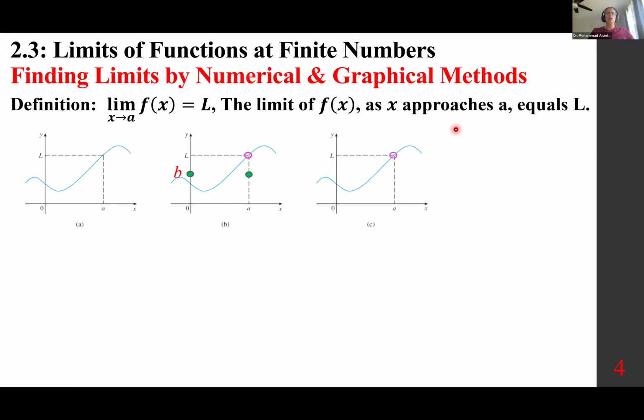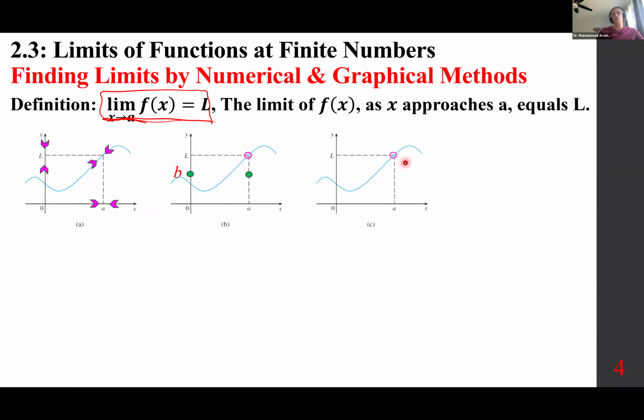So let's look at all these three graphs. We are interested in the limit of f of x as x approaches a. In all three cases, the limit equals L. Take a look. When we say a along the x-axis, from the left, we go this way. From the right, we go this way. Both of them are approaching this point. From the bottom, from the top, and in all cases, the answer is L. Same thing for here and here.